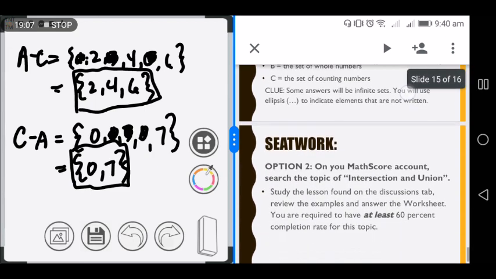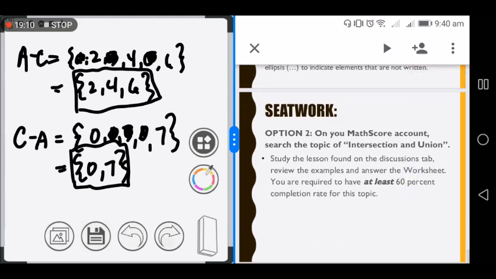Then, for option 2, math score account, kung meron na po, no, kung wala, edi yung option 1. So, for those who have their math score accounts, do option 2. So, again, you are required to have at least 60% completion rate. So, paano nyo malalaman yung completion rate ninyo? Pag nagsagot kayo, then bumalik kayo dun sa mismong page ng math score ng grade 7 topics, makikita nyo may number sa dulo ng title. So, that is the completion rate. So, at least 60, ibig sabihin, kailangan 60% pataas ang inyong makuhang completion rate.